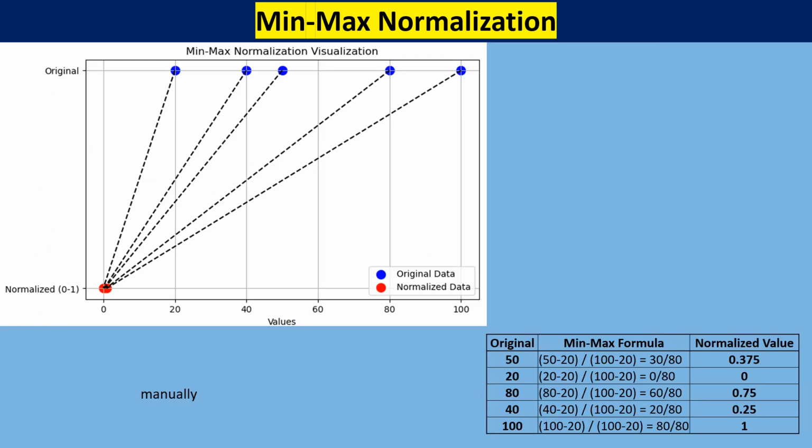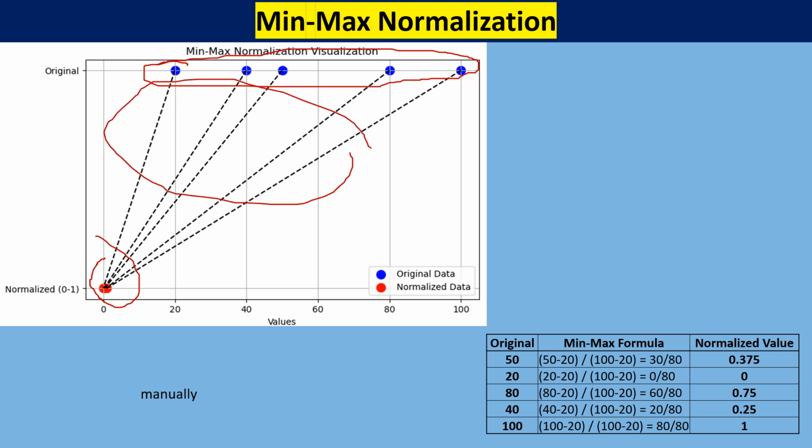So this is the graph. The blue points represent the original data values. The red points are the normalized data values after applying min-max scaling. The dashed lines show how each original value maps to its normalized counterpart. The transformation ensures the minimum value 20 is mapped to 0 and the maximum value 100 is mapped to 1.